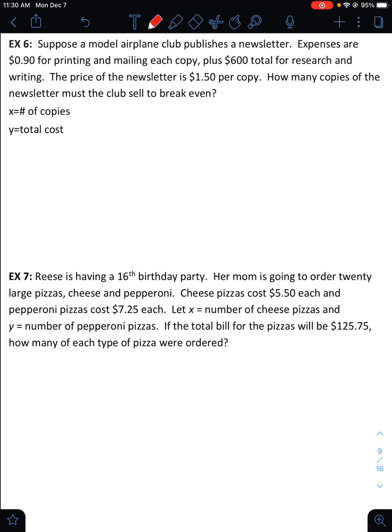Okay, expenses. So we have two things I see. We have expenses with some dollar amounts, and we have a price with some dollar amounts. So we're not going to be able to do all the money in one equation and numbers in the other, because this one has money on both sides. So let's write one equation for the expenses.